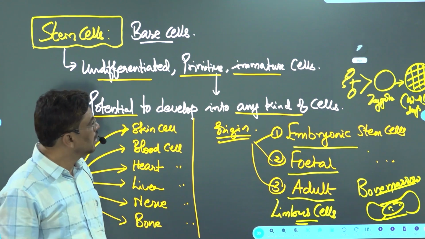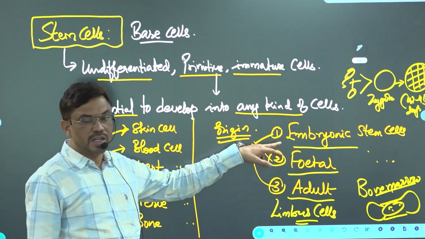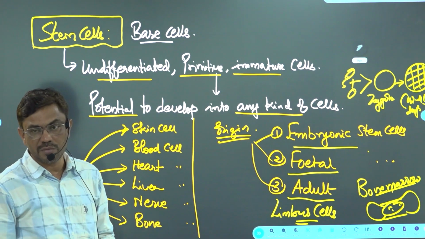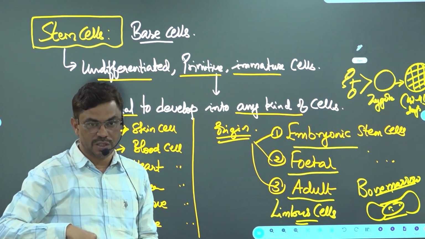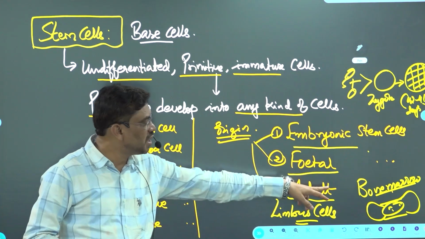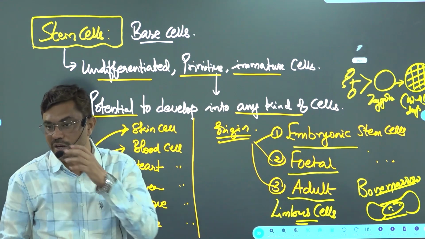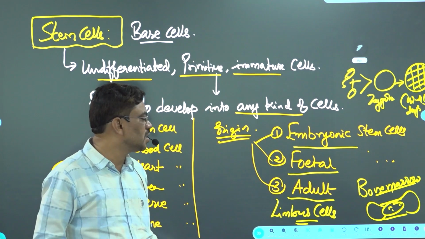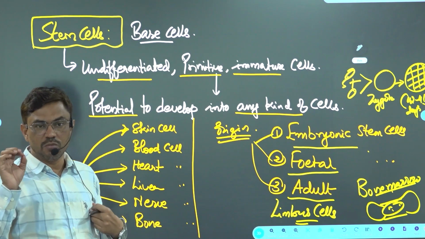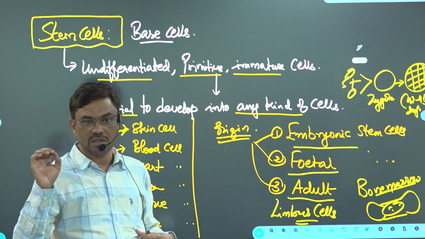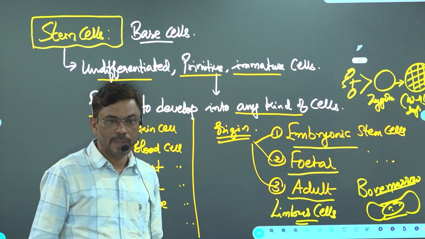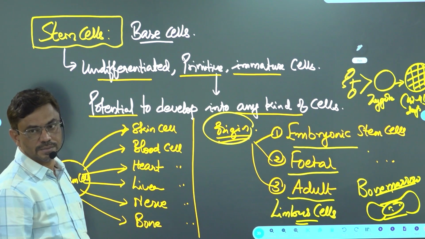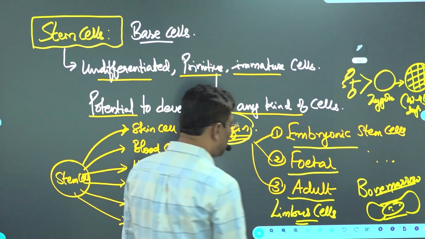So simply you remember, based on the origin, the stem cells have been classified into embryonic stem cells, fetal stem cells, and adult stem cells. Embryonic stem cells means the stem cells which are present in the embryonic stage. Fetal stem cells means the stem cells which are present in the fetus stage after completion of the embryonic stage, after 45 days of pregnancy. And then adult stem cells: in adult organisms, that is in bone marrow and limbus cells, these are called adult stem cells. Got it? So this is based on the origin. Right? And next, based on the potentiality.